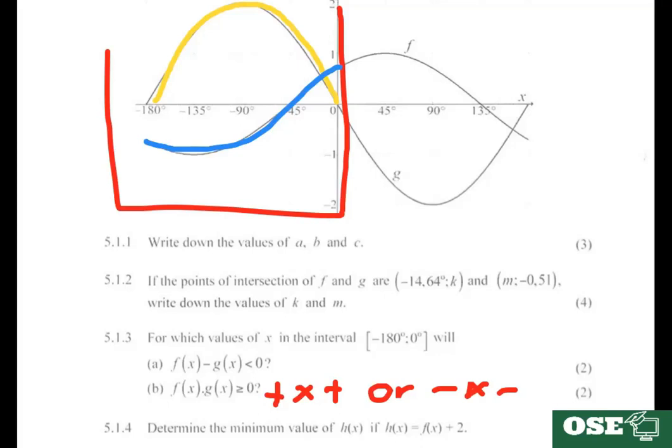Negative 45 and positive 45. Hmm? No, now you must look at your y values and then correlate them with your x values. So in order to get a positive answer, you must either have two positive y values or two negative y values. So at which point do you have g of x and f of x both be positive or both be negative?